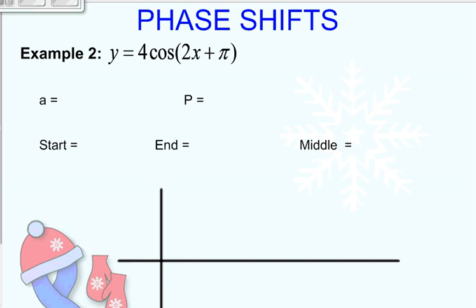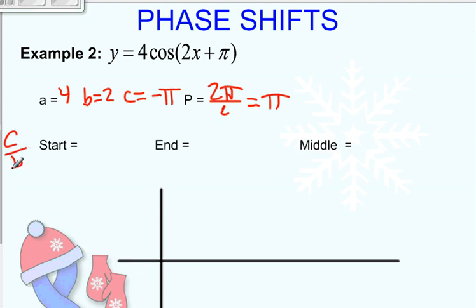So a is 4, b is 2, c is plus pi in the equation, so we have a negative phase shift happening, so negative pi. Our period is going to be 2 pi divided by 2, or pi. And our start is going to be c divided by b. Okay, so we have negative pi divided by 2, so negative pi over 2. Our end, we're adding pi to pi over 2.